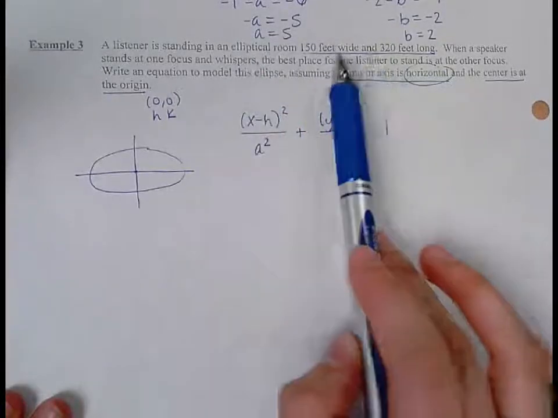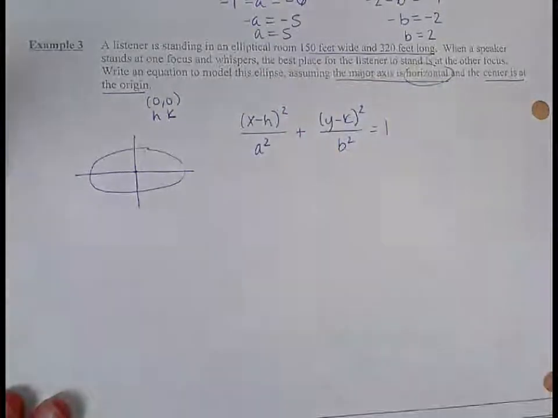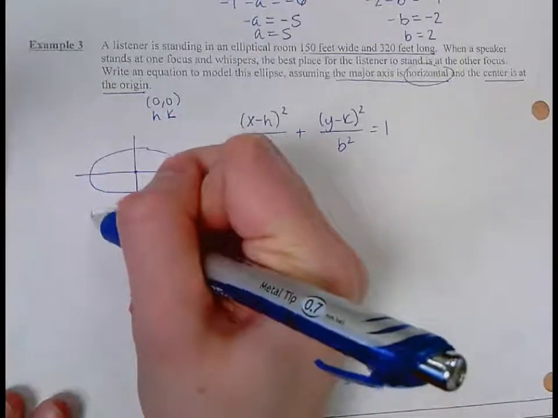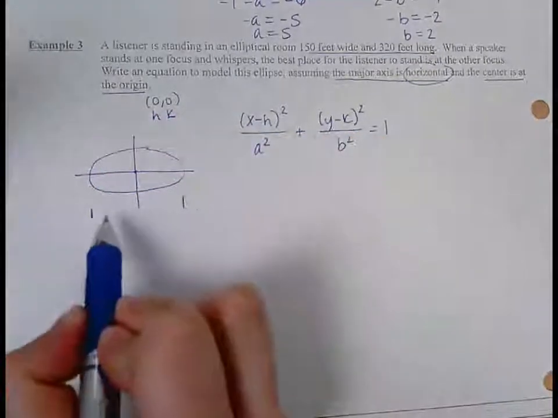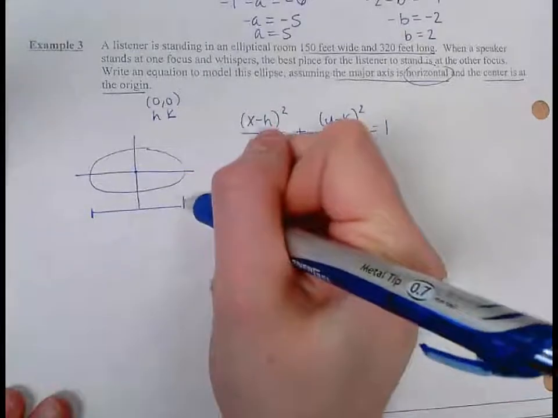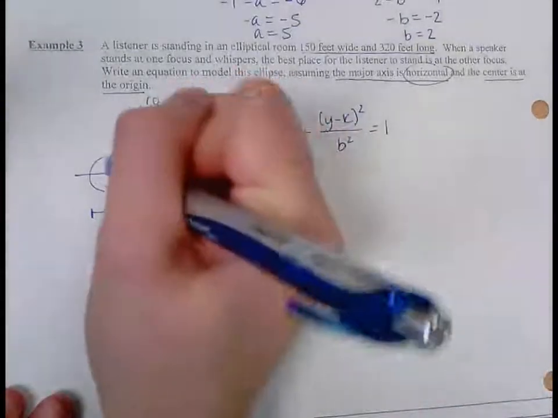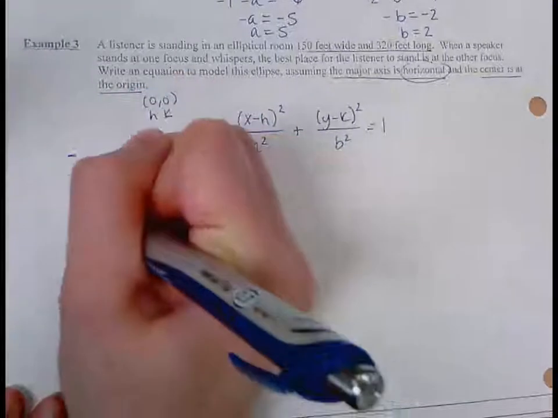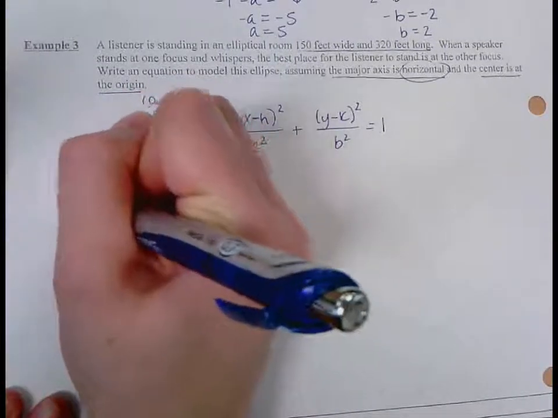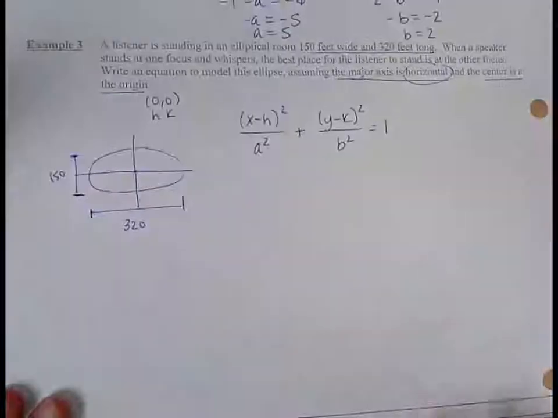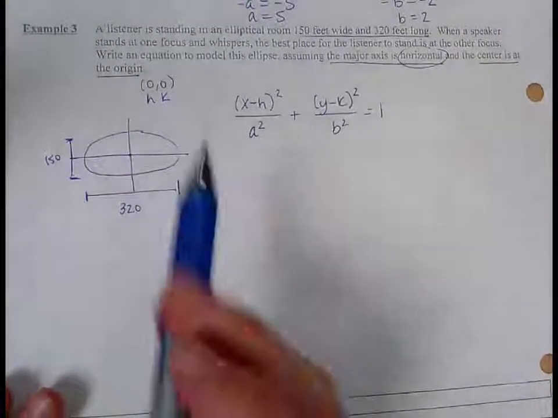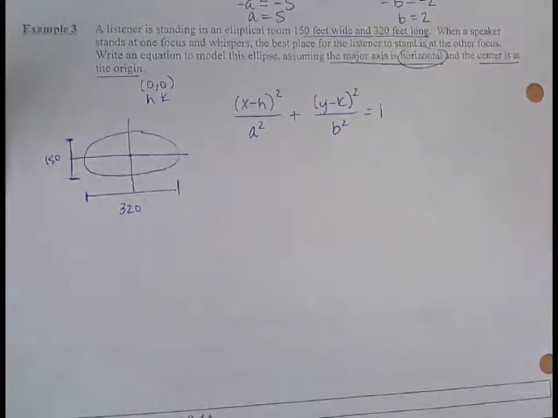I know the elliptical room is 150 feet wide, 320 feet long. And since the major axis is longer, I know it's 320 feet this way, and then 150 feet this way. Okay, so what are the 150 and the 320? What information are they really giving us? Or how are we going to find a and b?